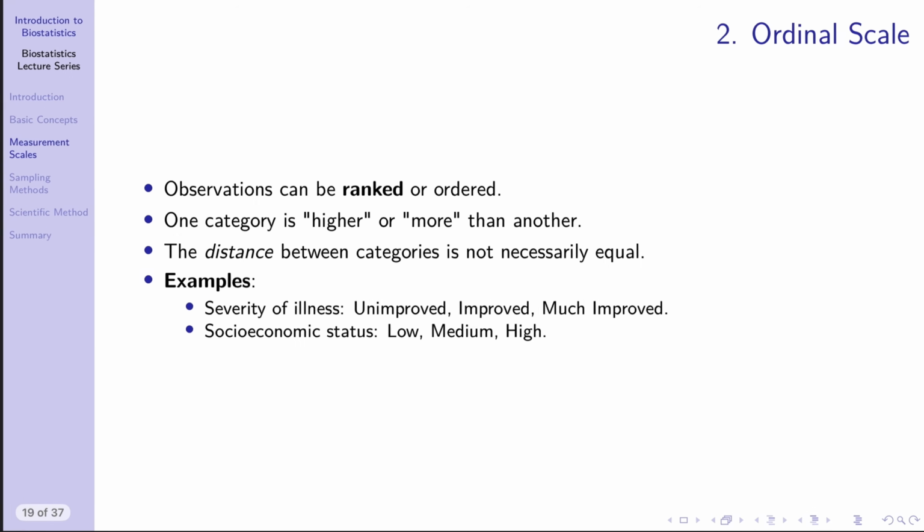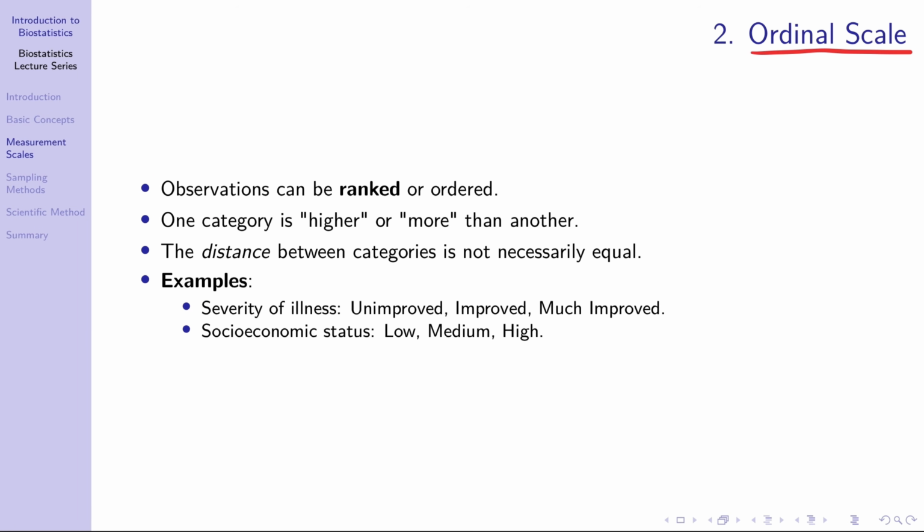The second one is the ordinal scale of measurement. In the ordinal scale, the observations are generally ranked or ordered. One category is usually higher or more than the other, but the hierarchy that is present is not clearly defined.